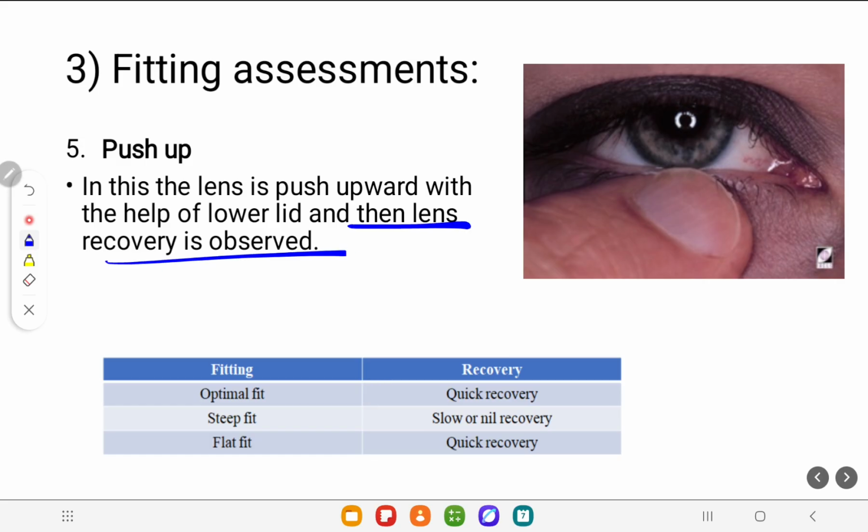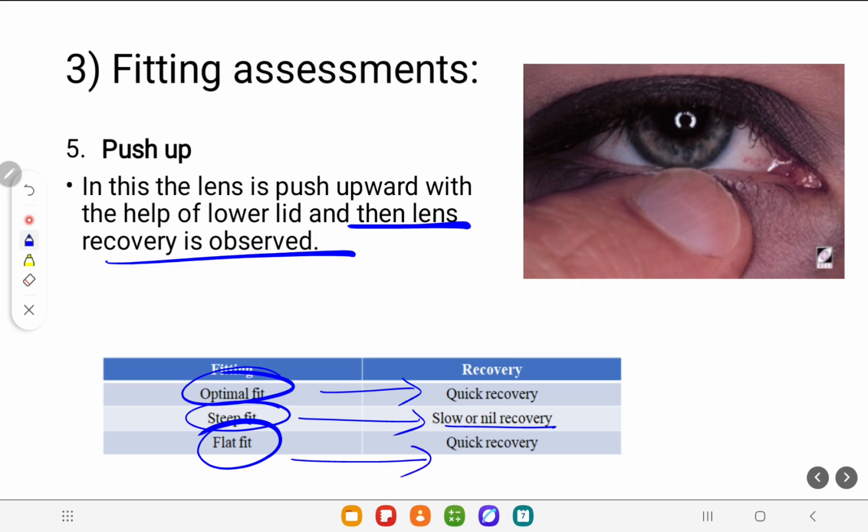This lens is pushed upward with the help of the lower lid, and then recovery is observed. What we do is push the lower lens edge with the lower lid. What we observe is, in an optimal fit, quick recovery, but in a stiff fit, slow recovery. That's very important. For a flat fit it's the quickest.